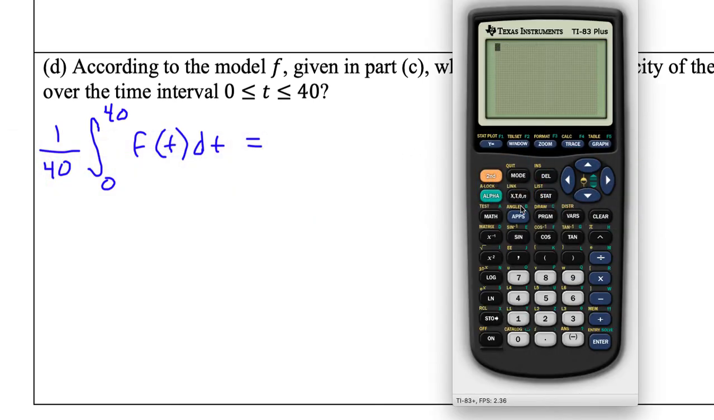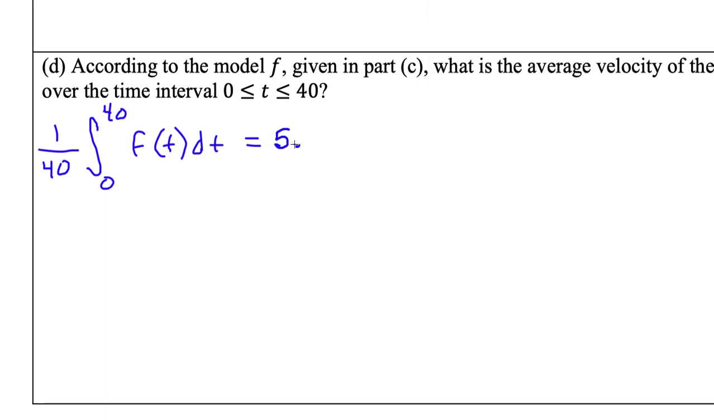Let's clear this. Let's do 1/40th before I forget, 1/40th times, and this is going to be math 9, the integral, vars, right? Enter, enter, y1 with respect to x from 0 to 40. And hit enter. That should be my final answer. It should be like 5.91. Yeah, 5.916. So this is 5.916, and this is an average velocity.